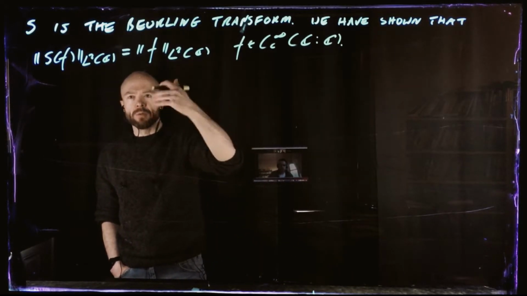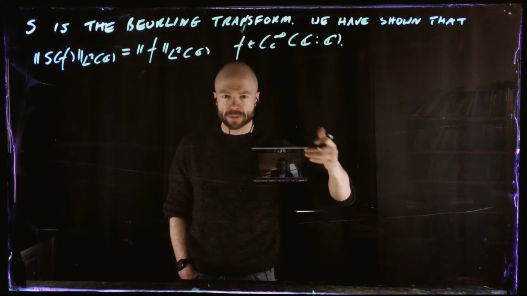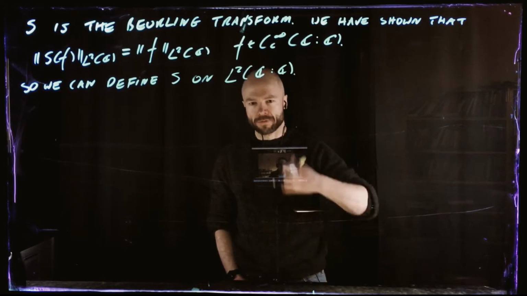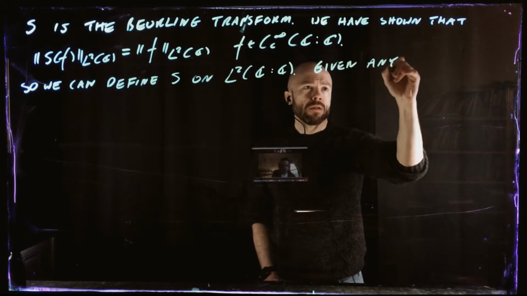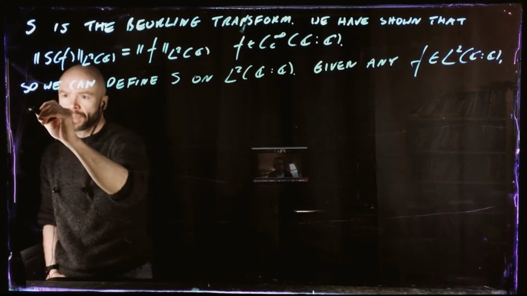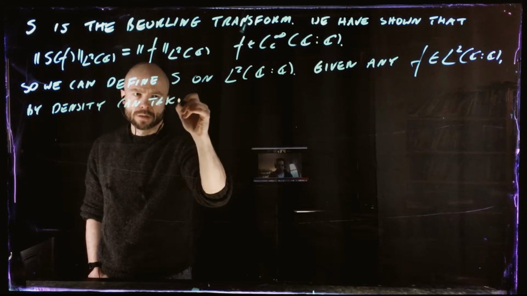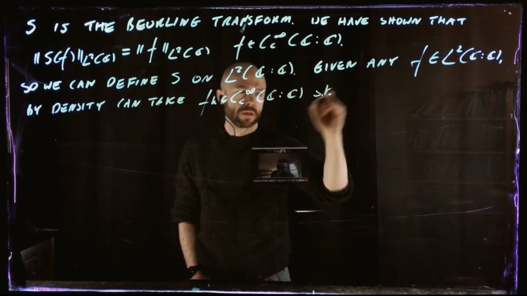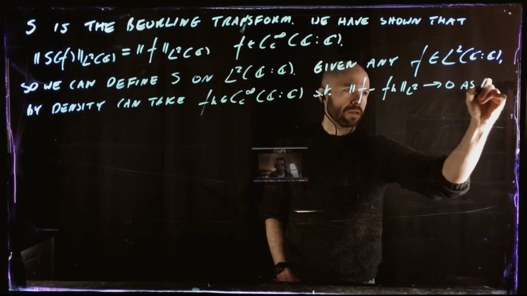I asked you to think about and tell me why this allows us to define the Beurling transform on the entire space of L2 functions from the complex plane to the complex plane. So, suggestions on this. Therefore it's complete, so I'll have a Cauchy sequence from this inequality right here. Good, yeah. So given any f belonging to L2, complex plane to the complex plane, by density, we can take a compactly supported sequence f_k, complex plane to the complex plane, such that in the L2 norm, f_k minus f tends to 0 as k tends to infinity.